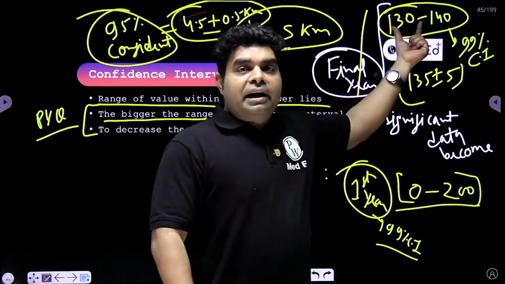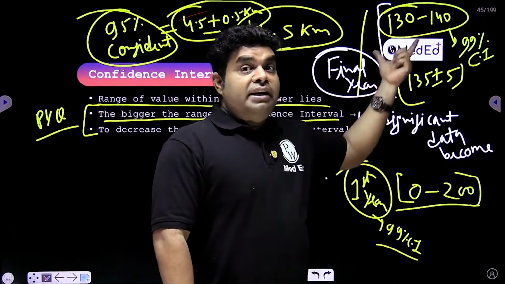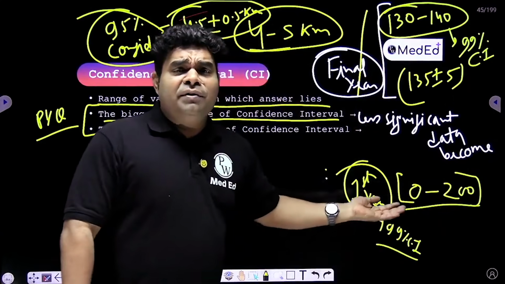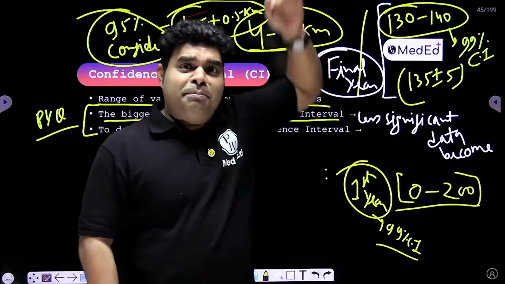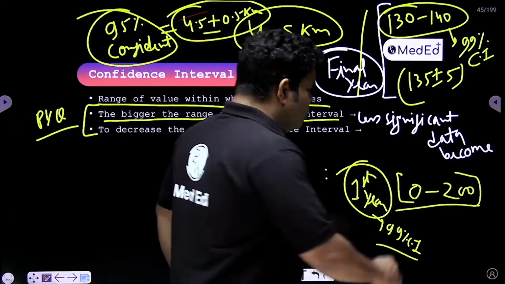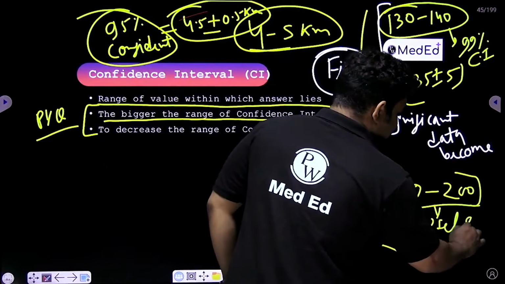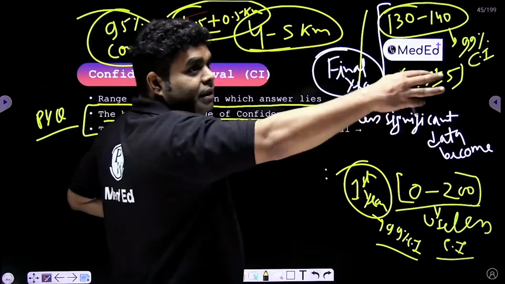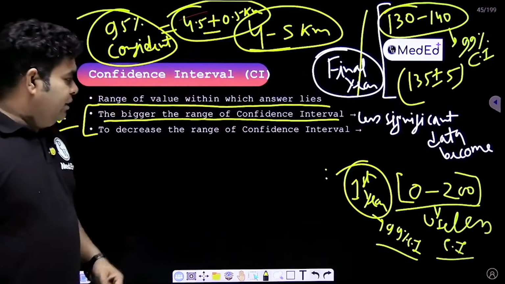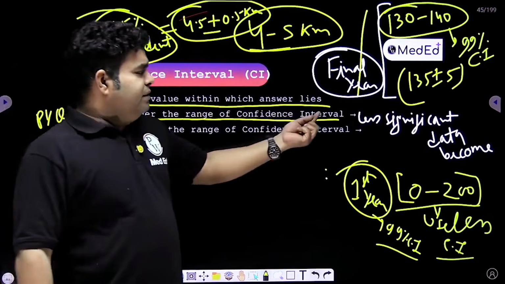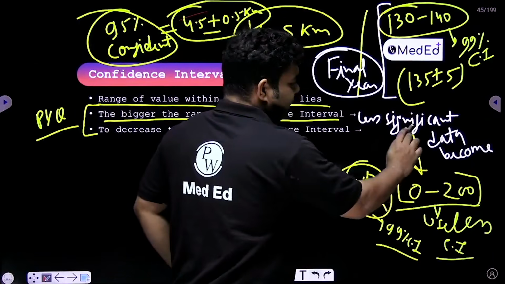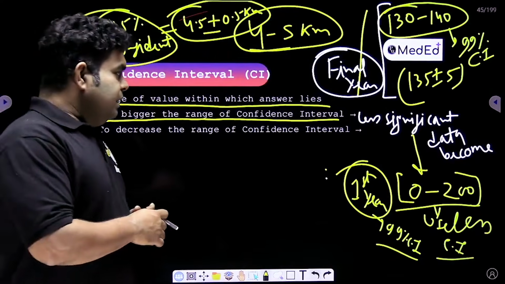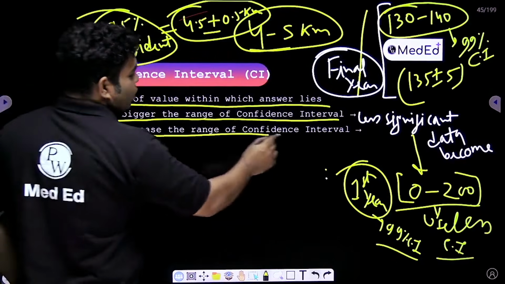It is giving us a clear idea that this student is studying well and he can be among the toppers. But when it is 0 to 200, it is giving us no idea whether he will top from the back side or from the upper side. So this is a useless, non-significant confidence interval. Why? Because it is so big that we are unable to understand anything about the data. So remember, the bigger the range of confidence interval, the less significant the data become. Now the second question they ask is, how can you decrease the range of confidence interval?